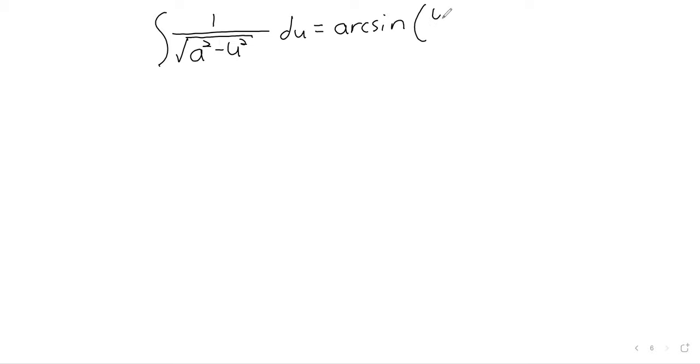You can see where I stand vis-a-vis memorizing formulas, because I haven't, but I'm copying out of my notes. 1 over the square root of a squared minus u squared du is the arcsine of u over a plus c.